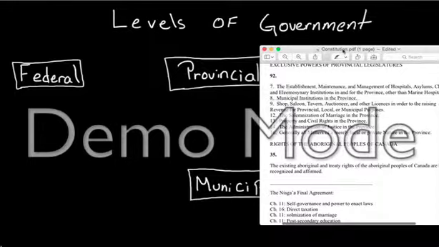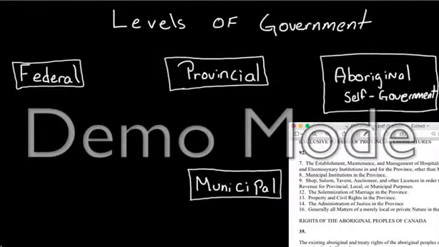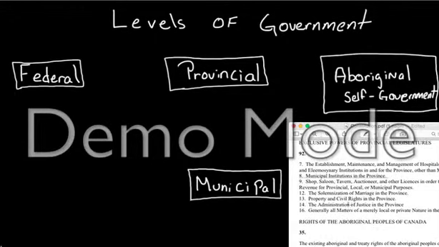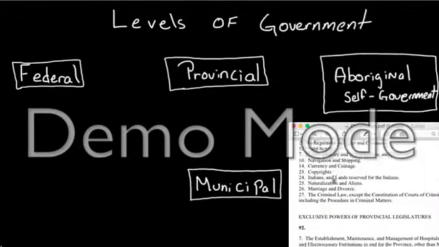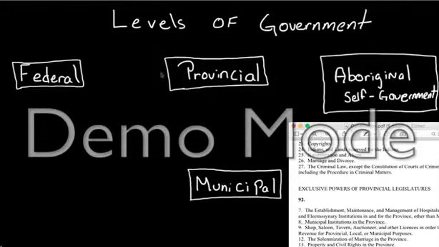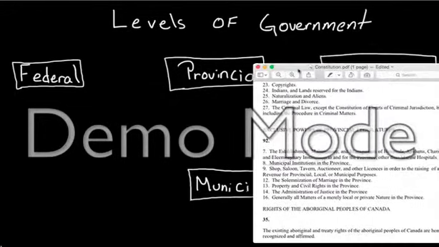Now, this is where things change just a little bit. What we should note is the Constitution clearly gives powers to the federal and clearly gives powers to the provincial governments through 91 and 92. The provincial government cannot tell the federal government what to do, and the federal government cannot tell the provincial government what to do. But there are some interesting aspects to that.